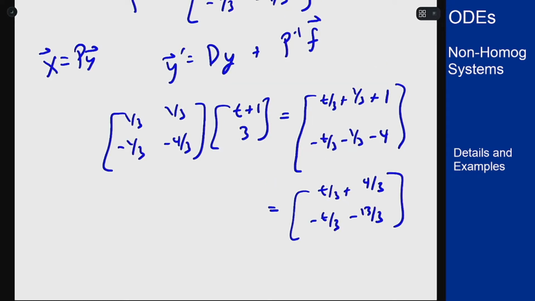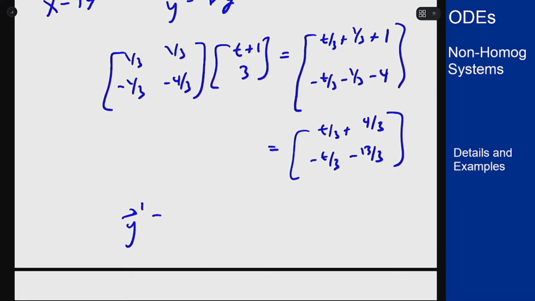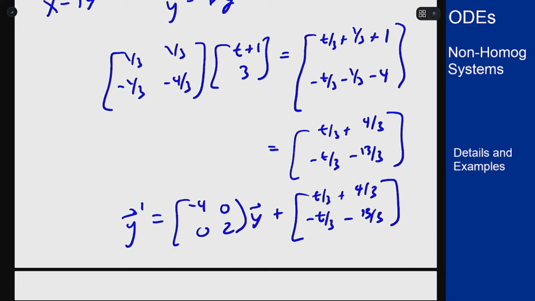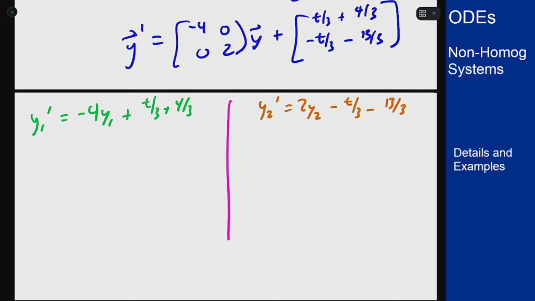Thus we have that our reduced system in terms of y's will be that y prime equals [-4, 0; 0, 2] times y plus that vector. Thus we can now split this into two decoupled equations and solve them separately. We have y1 prime equals -4y1 plus the first component of that vector, and y2 prime equals 2y2 plus the second component. So we'll move the term to the other side. y1 prime plus 4y1 equals t over 3 plus 4/3.